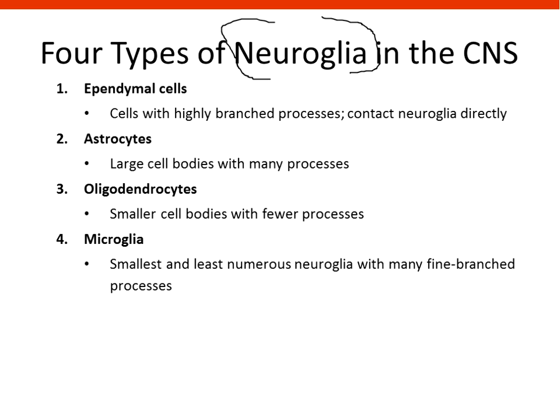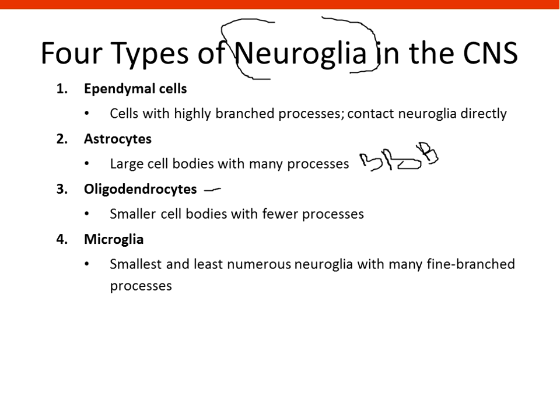Astrocytes are going to be large cell bodies with many processes. They get their name because they look like a star. And they are very important because they are going to help with the blood-brain barrier. So they're going to wrap around capillaries, and capillaries are continuous here, so they're not going to be very leaky, but these cells wrapped around those capillaries are going to make it even harder for things to leave the bloodstream and enter into the brain.